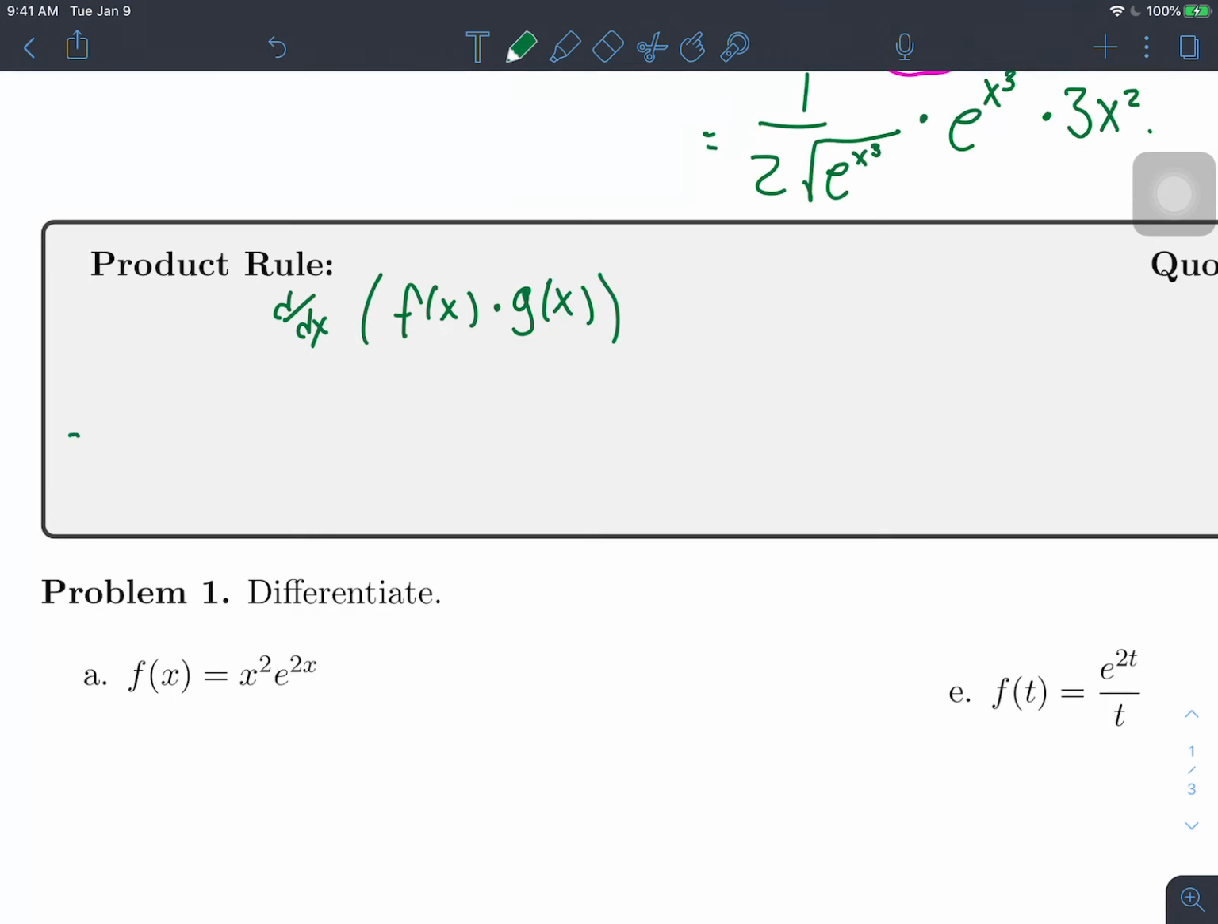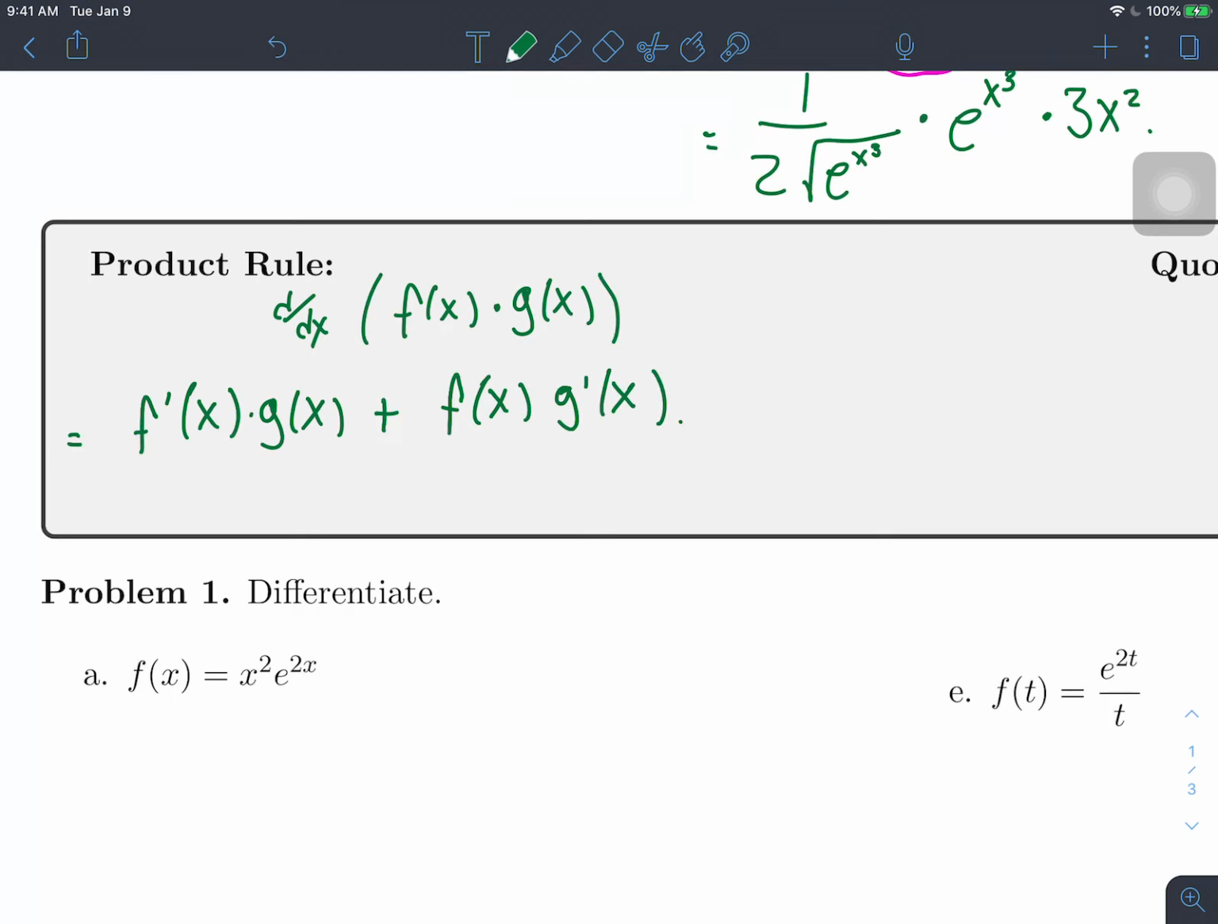What we actually get is f prime of x times g of x plus regular f of x times g prime of x.